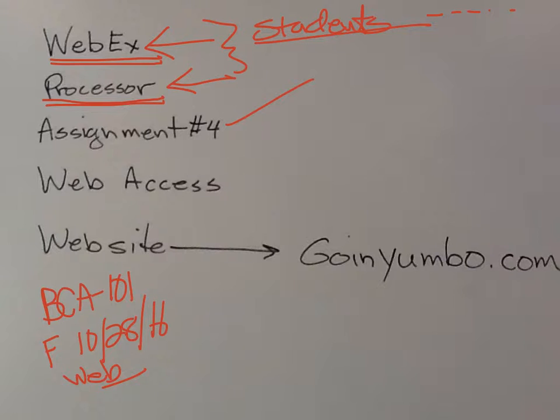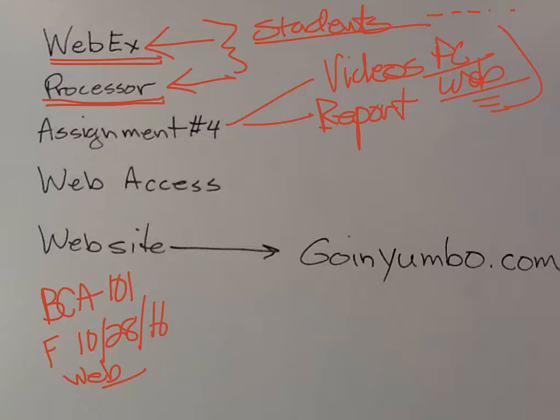Then assignment 4, there are some videos that talk about PCs and web pages, PCs and the web and other things there. So the students are going to view those and then create a report. It's really open to the student to figure out how they're going to report what they learned, and then the objectives are listed in the assignment. So the objectives are a key thing there.